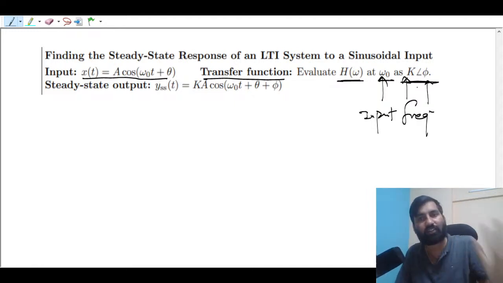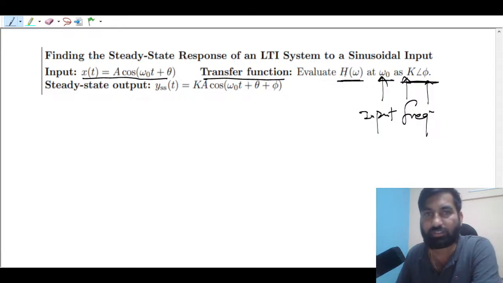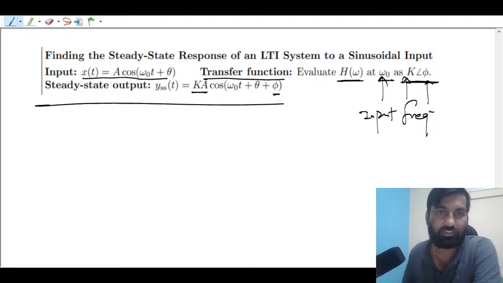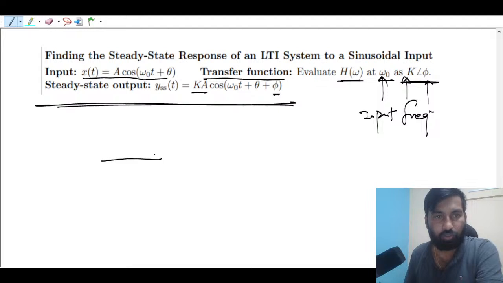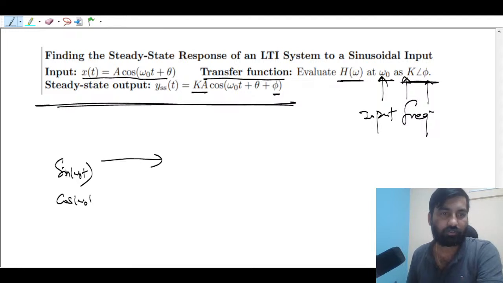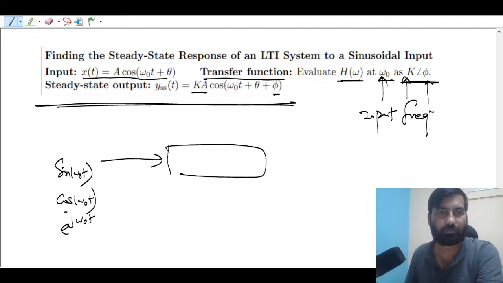K is nothing but the magnitude you have to find of this, and then multiply with K and add the phase. This is the steady state output. Okay, I hope this makes sense. So if your input is sinusoidal, sin omega t, cos omega t, e raised to power j omega naught t, the output will also be the same.